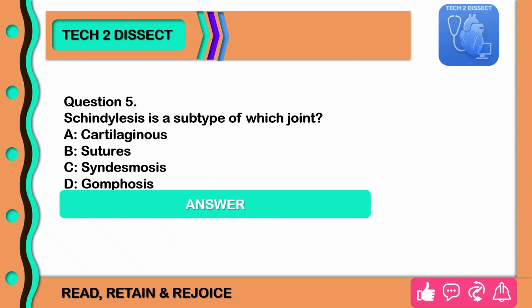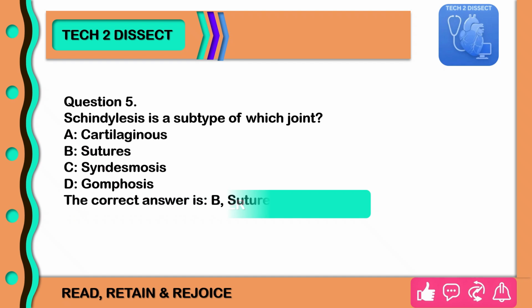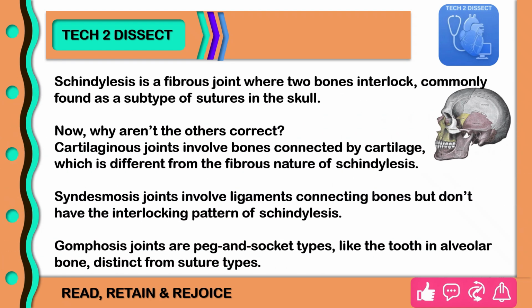Question 5. Synostosis is a subtype of which joint? A. Cartilaginous. B. Sutures. C. Syndesmosis. D. Gomphosis. The correct answer is B. Sutures. It is a fibrous joint where two bones interlock, commonly found as a subtype of sutures in the skull.